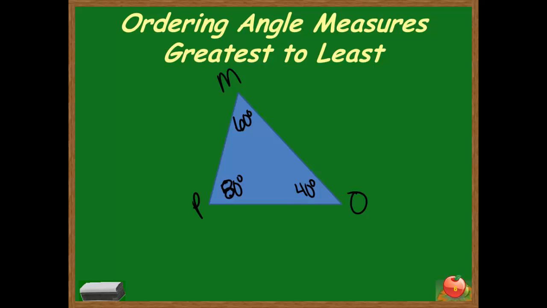Let's try it with angles now. So to put the angle measures in order, we're going from the smallest angle to the largest angle, or in this case, the largest angle to the smallest angle. Greatest to least. Okay, in order, the smallest would be angle O, then angle M, and then angle P.